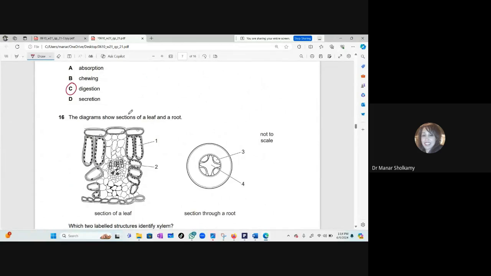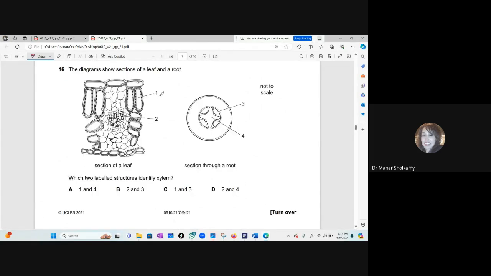Question 16. The diagrams show sections of a leaf and a root. This is the leaf here, and this is the root. Which two labeled structures identify the xylem? Now take a second and look at the structures and identify the xylem. D, 2 and 4. Let's see. 2, yes, of course. This is the vascular bundle here, and it is pointing directly at a tissue that has thick walls, so 2 must be the xylem. And 4 is in the root, and the xylem is in the center. Correct. This is the xylem.